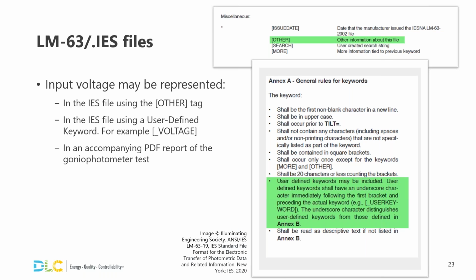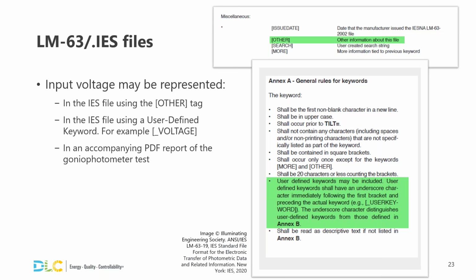With all LM79 distribution reports, input voltage is required for DLC evaluation. However, there is no specific tag within the LM63 standard. Voltage can be represented in the IS file using the other tag or creating a user-defined tag. When using these tags, ensure the language and descriptions are clear for the reviewer. Input voltage can also be included in a separate PDF that accompanies the IS file.